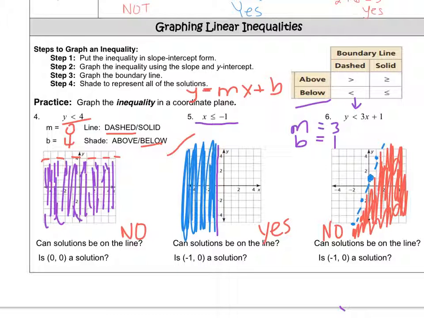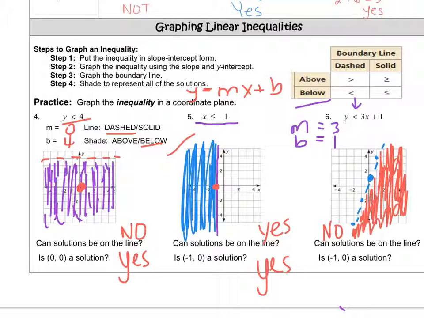Now we have to ask about specific points if they're solutions. So the first point we have here is 0, 0. Is it a solution? So if I go onto this graph, my 0, 0 is right here. It's part of the shaded area, so yes, it's a solution. Now here it's asking about -1, 0. That's right there on that line. We just decided if it's on the line, it's okay. So it's on the line, so yes.